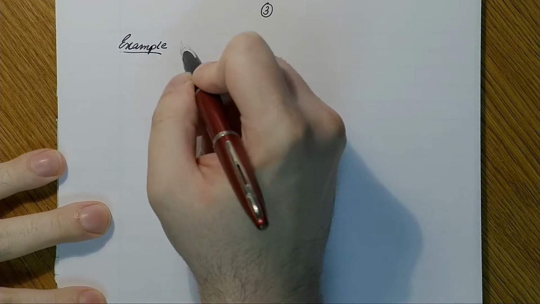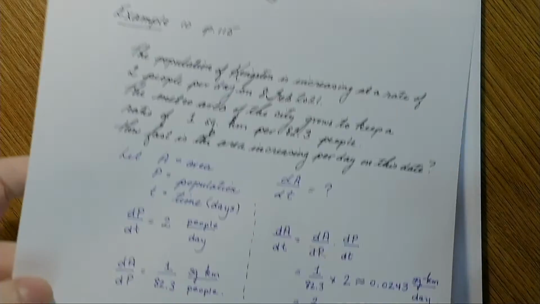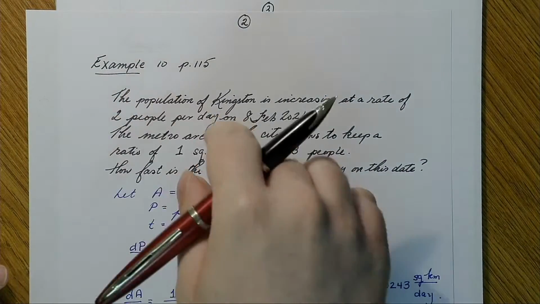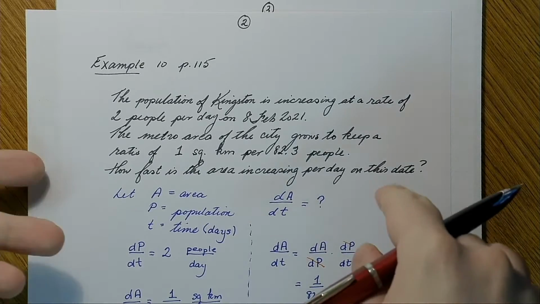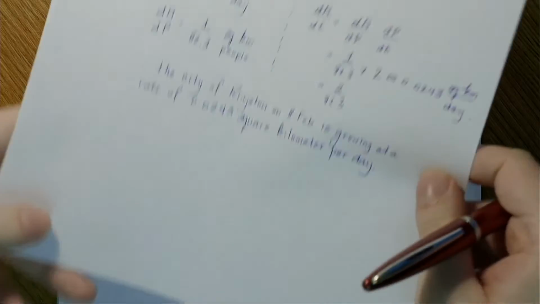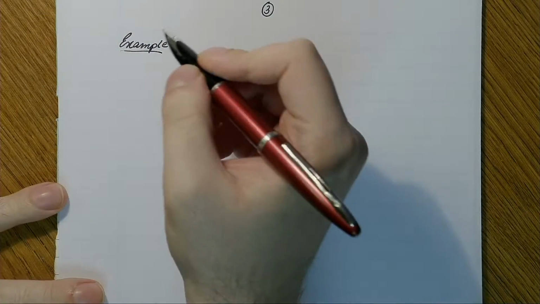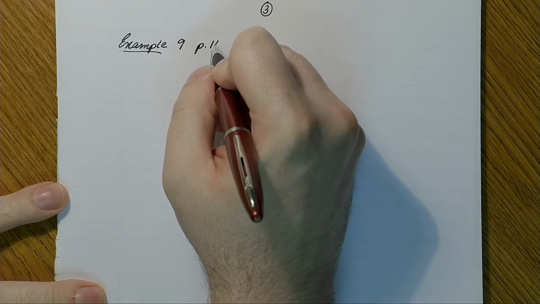So here's an example. Probably just to make a note, there's example 10 on page 115. I've just changed the numbers to fit Kingston, but if you want to read that through, there's that one. Let's do this example, which is example 9 from the textbook, page 114.